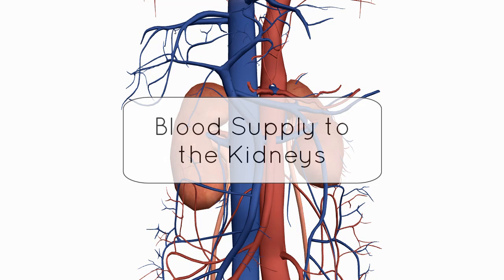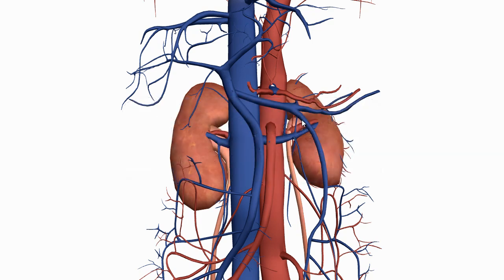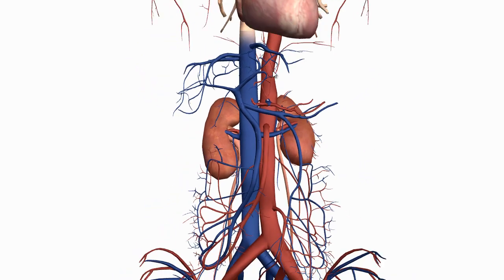So the blood supply to the kidneys is by the renal arteries and veins. So it's supplied by the renal artery and drained by the renal vein. So what we're looking at here is the abdominal aorta, and we've got the inferior vena cava.